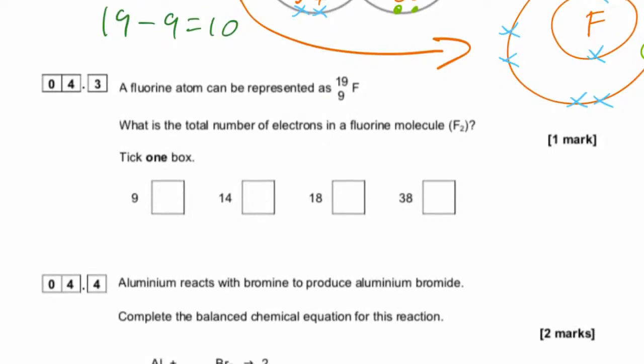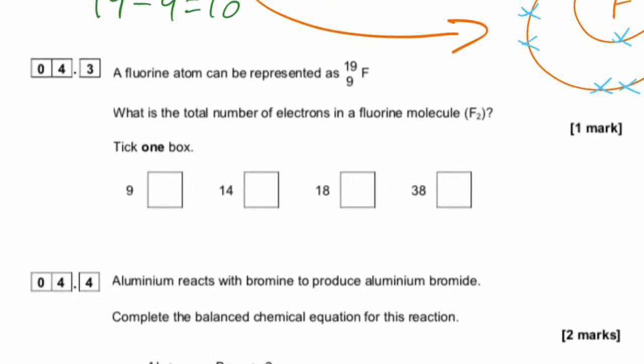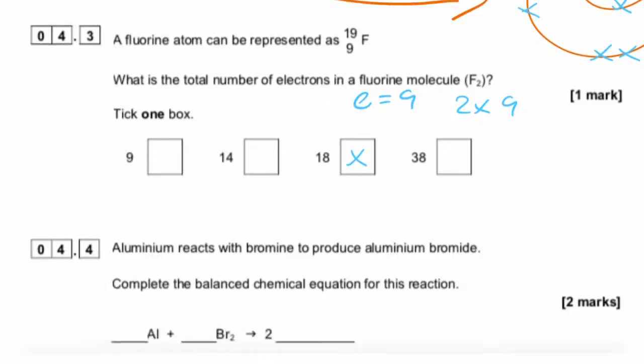Right, so the next part of the question states this. A fluorine atom can be represented as 19 9 F. What is the total number of electrons in a fluorine molecule F2? So we've already found out that in one fluorine atom there's 9 electrons, and if we've got 2 of them, we're going to have 2 lots of 9, so it would just be 2 times 9, which gives us 18.